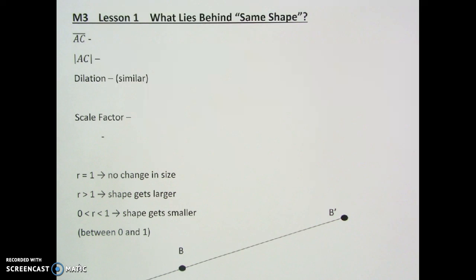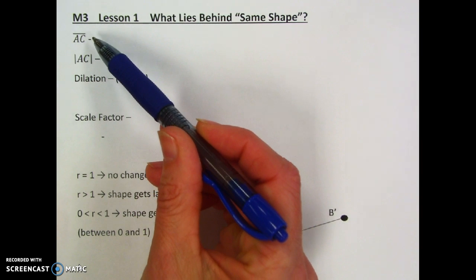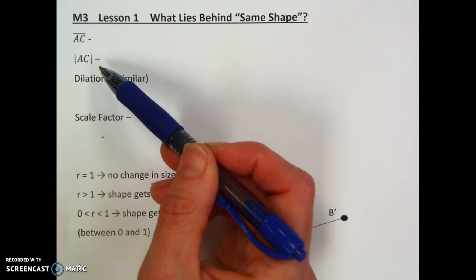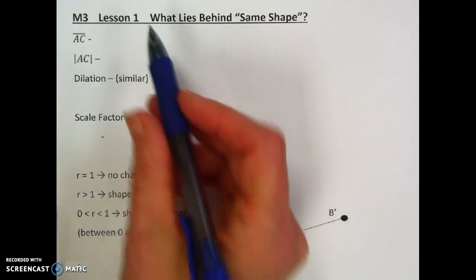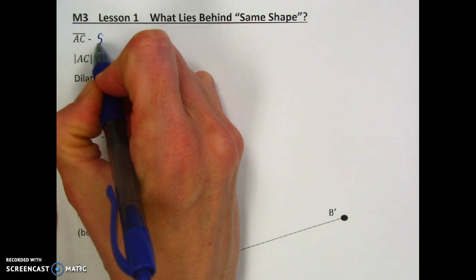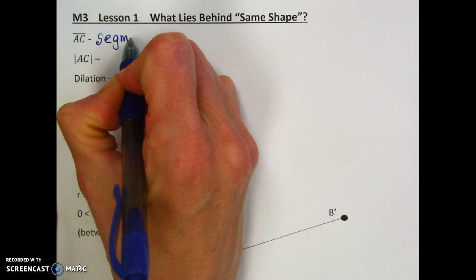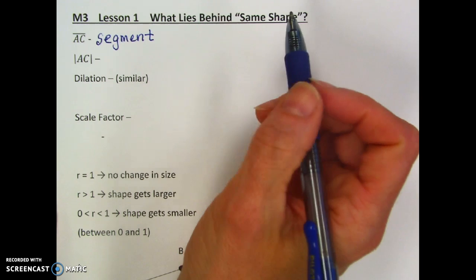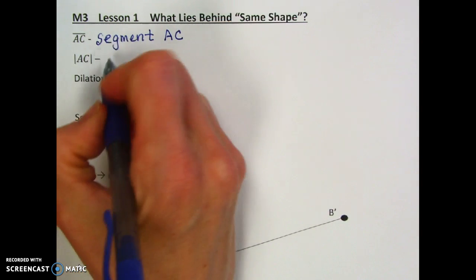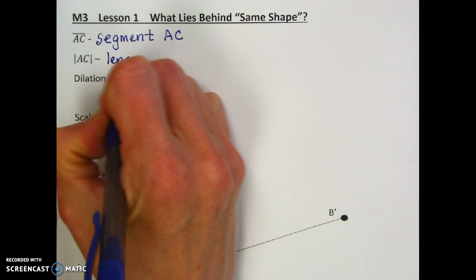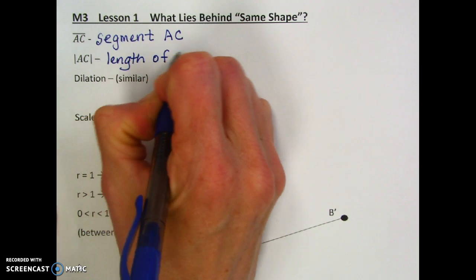Module 3, Lesson 1, What Lies Behind Same Shape. First thing we want to know is what's the difference between this with the bar over top and this with the two vertical bars on the sides. Well, this means we're just naming that segment. It's just telling us it is a segment, AC. And this is actually talking about the length of the segment from A to C.